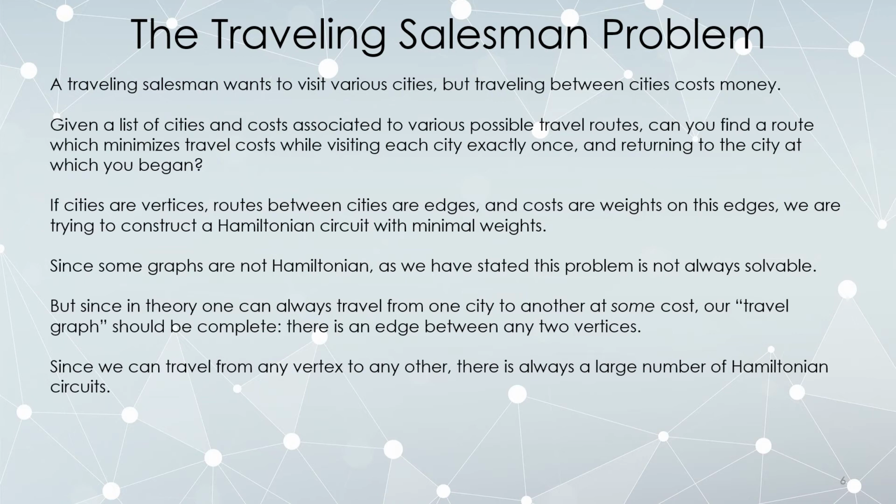So since we can travel from any vertex to any other, there's actually a lot of Hamiltonian circuits. On a complete graph, remember, any two vertices are connected. So if you want to go from vertex 1 to 2 to 3 and then end up at vertex n and then go back to vertex 1, it's possible.